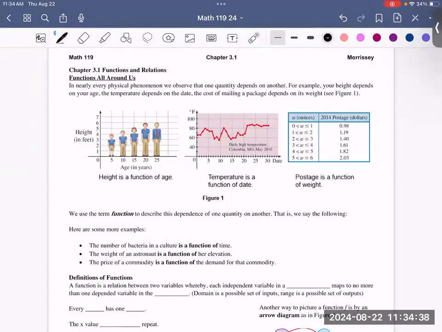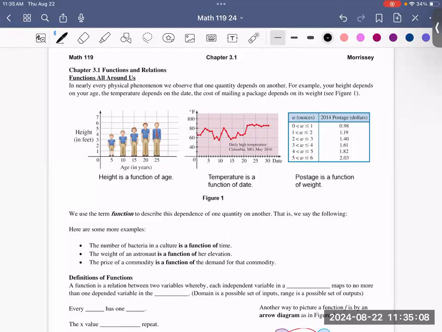For example, your height depends on your age. I have a little toddler. She's pretty tiny, right? But as she's going to get older, she's going to grow taller and taller. Therefore, her height is dependent on how old she is. Or the temperature depends on the date. It's really hot here in Charleston, but the further along we get into the fall, the nicer, cooler weather is going to come in. So the temperature is going to depend on that season or that date.